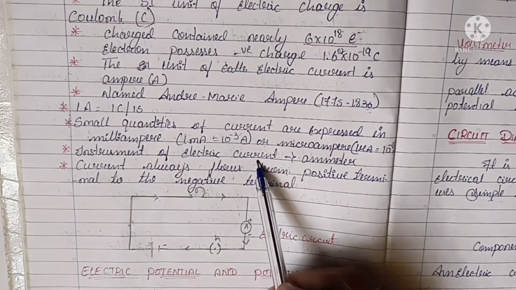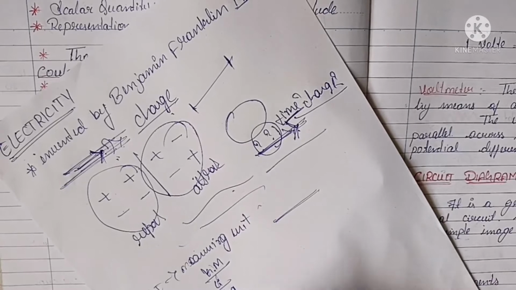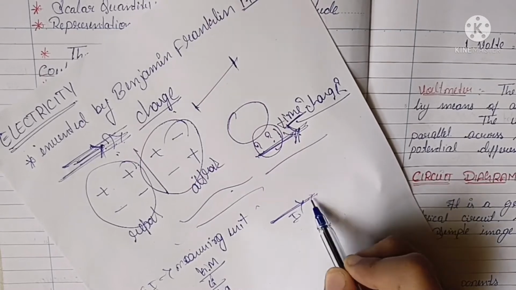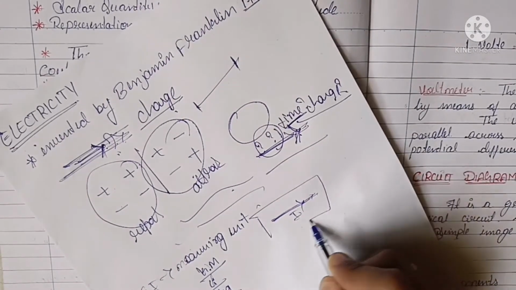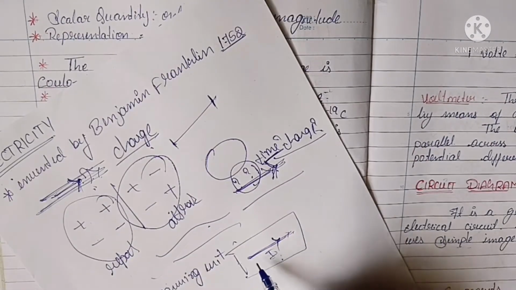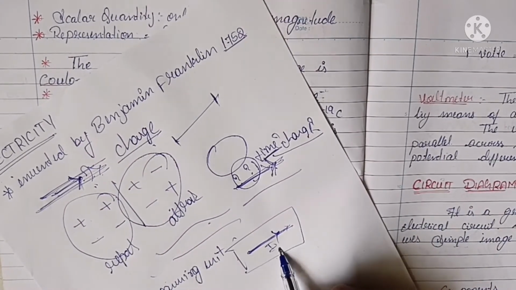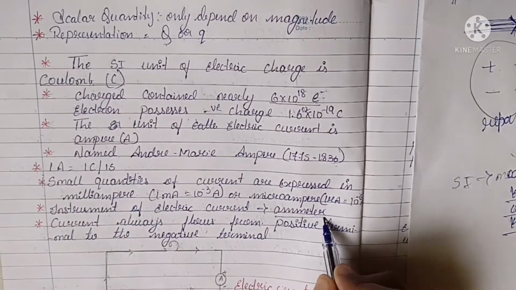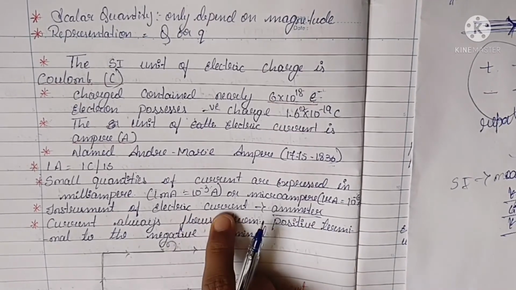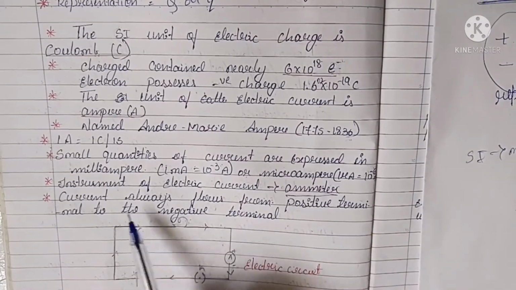The next one is the instrument of the electric current. What do you mean by that? Suppose in one wire some current is moving. How much current is moving? How are we going to predict it? It is impossible for us to identify it by seeing only, isn't it? So to measure how much current is going to flow in the wire, we have one instrument that is called ammeter. So ammeter is the one instrument which we use to measure the electric current in a particular wire.